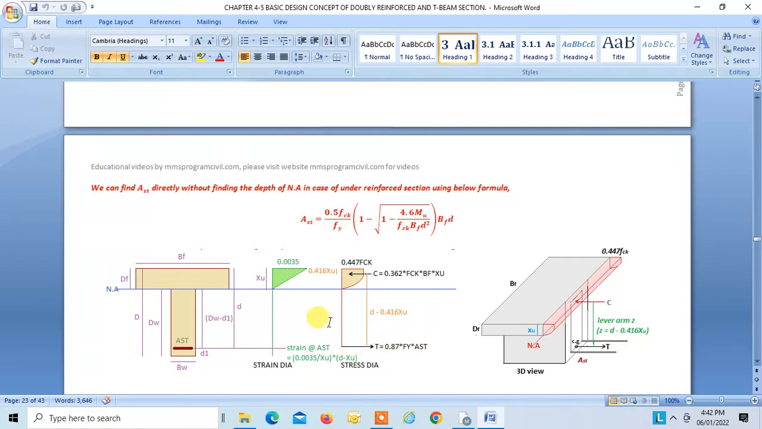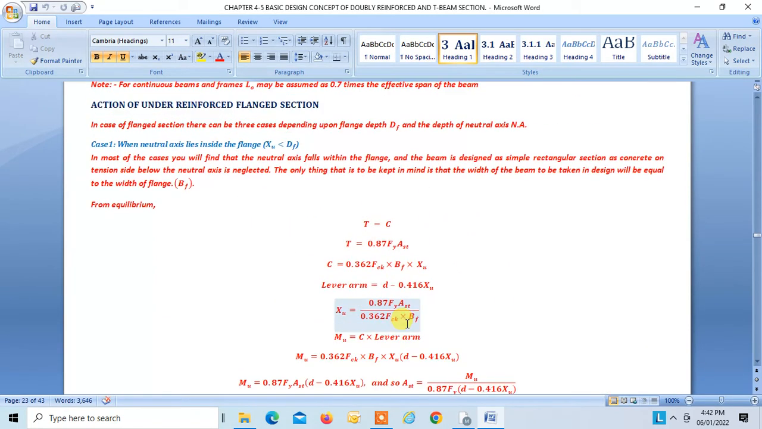So everything remains the same. Even the lever arm remains the same as in the case of rectangular section, that is D minus 0.416 XU. Okay, fine. So let us try to understand this clause.